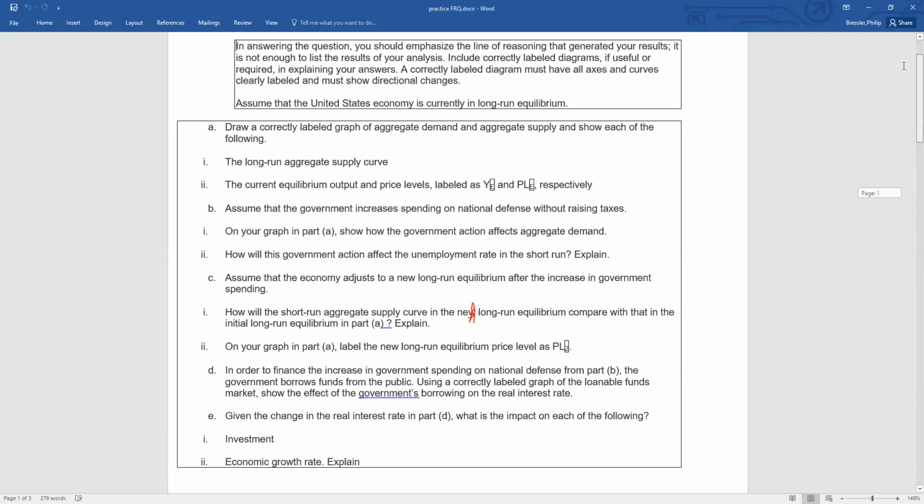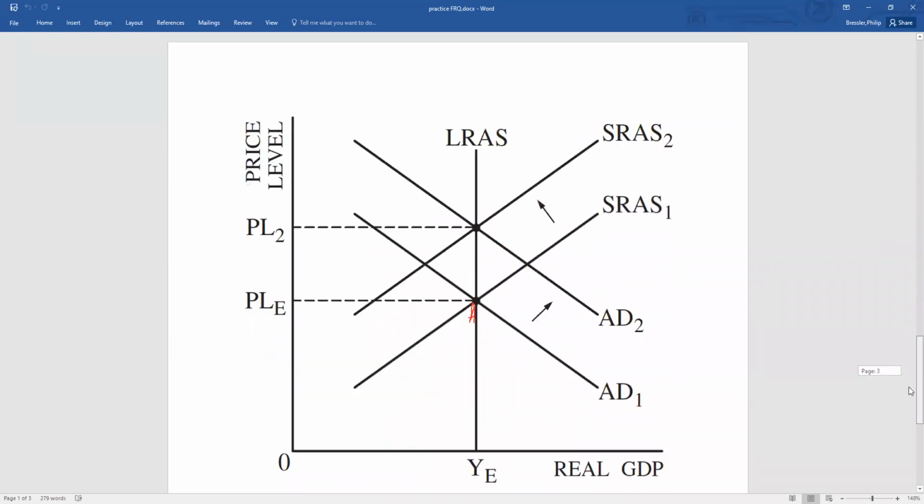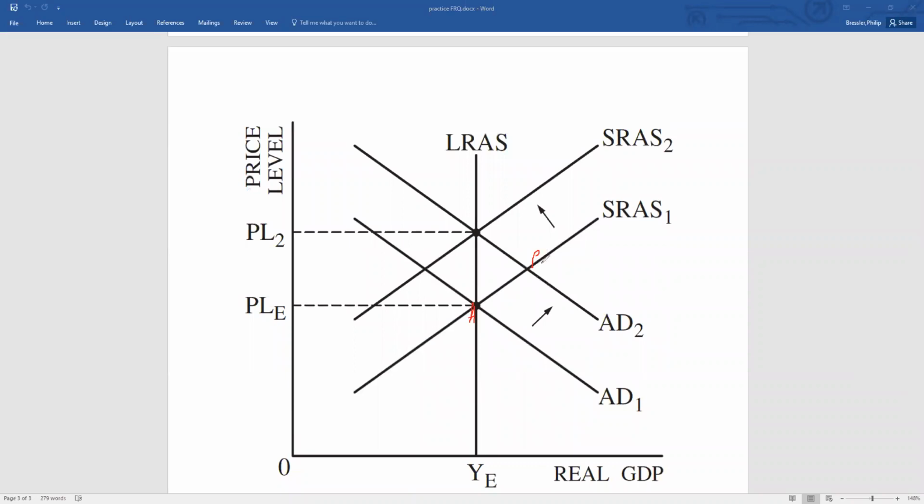All right. So next is assume the government increases spending on national defense without raising taxes. Right? So on your graph in part A, show how government action affects aggregate demand and how government action will affect the unemployment rate in the short run. So I'm going to scroll down again. And here, all right, so we went from A, and since government spending, aggregate demand shifted right, and we got to point B over here.